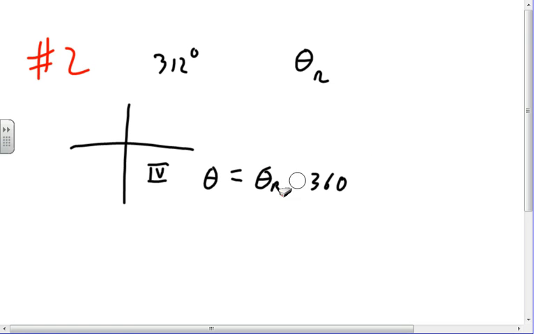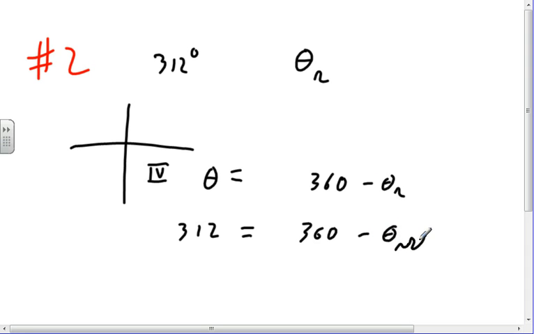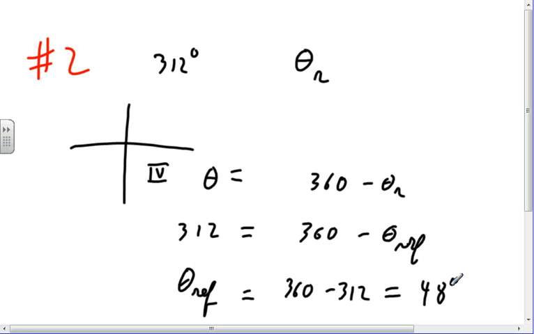Anyway, as I was saying, it is 360 minus the reference angle. So I got 312 is equal to 360 minus reference angle. I have the reference angle is equal to 360 minus 312. Did somebody say 48? Yes. All right, so the reference angle is 48.